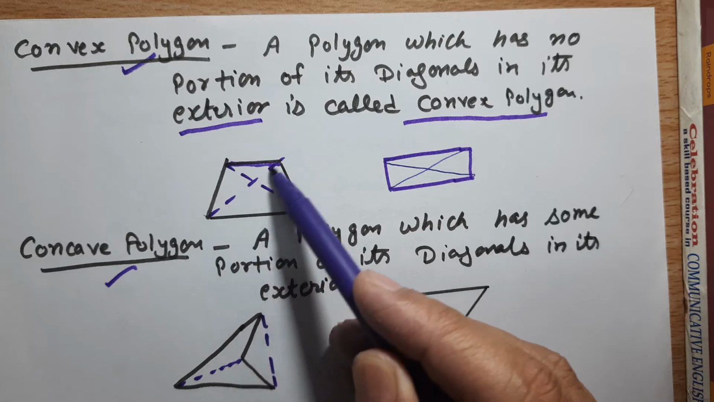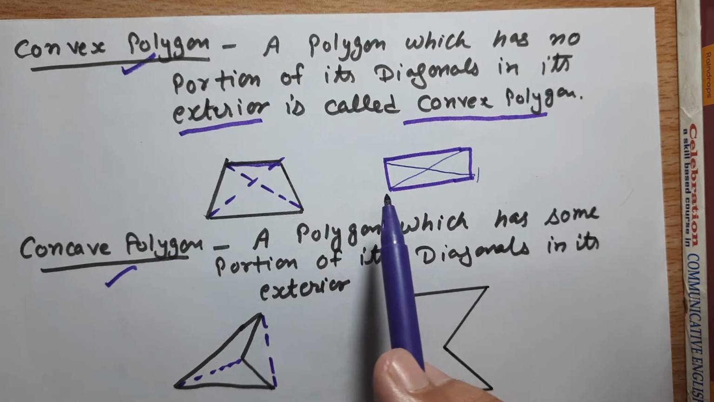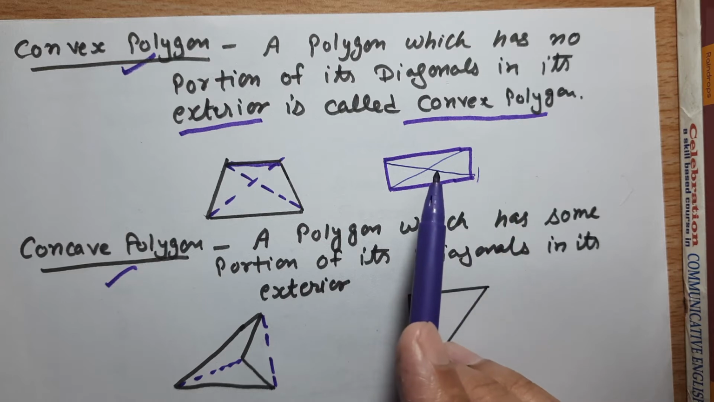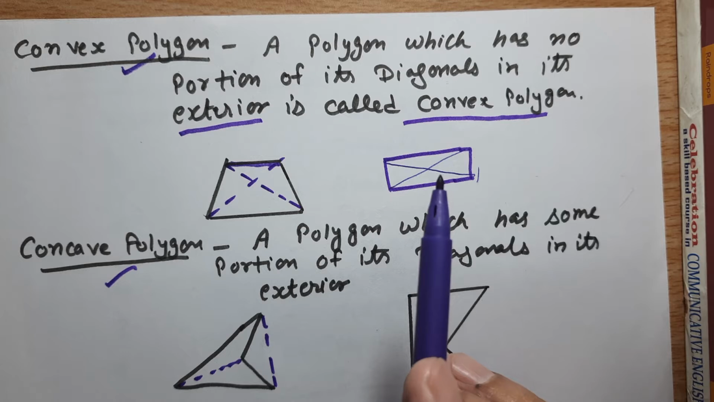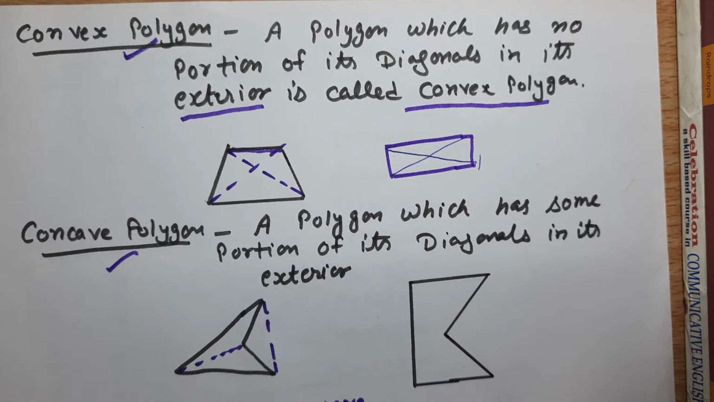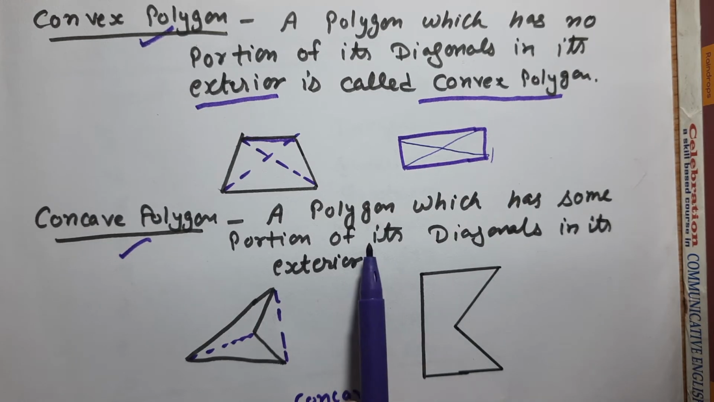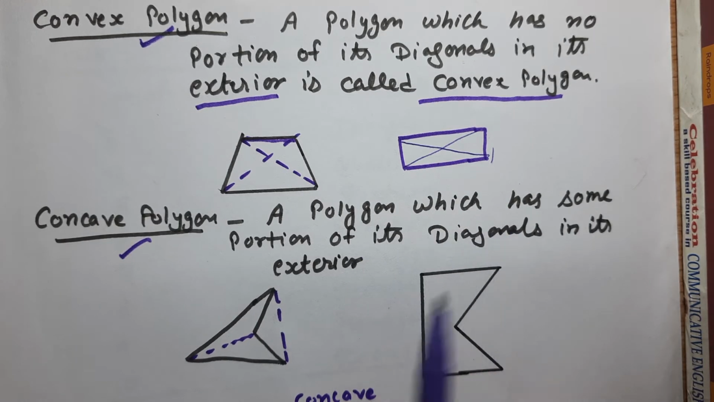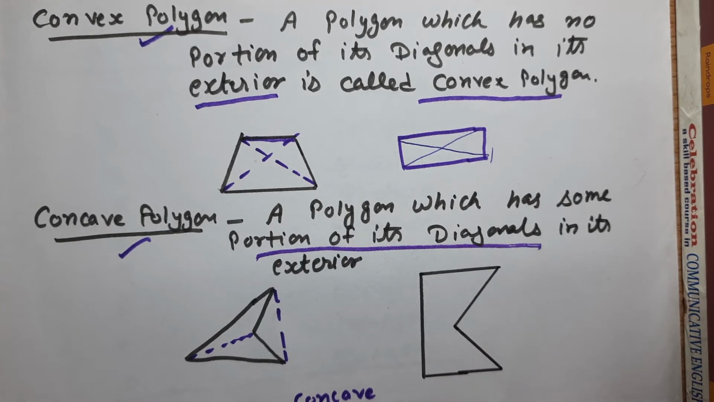In this figure, just see, the diagonals are all inside in the rectangle also. So we call it a convex polygon. Similarly, in a pentagon also the diagonals will be inside, so it will be called a convex polygon. Now what is meant by a concave polygon? A polygon which has some portion of its diagonal in its exterior will be called a concave polygon.